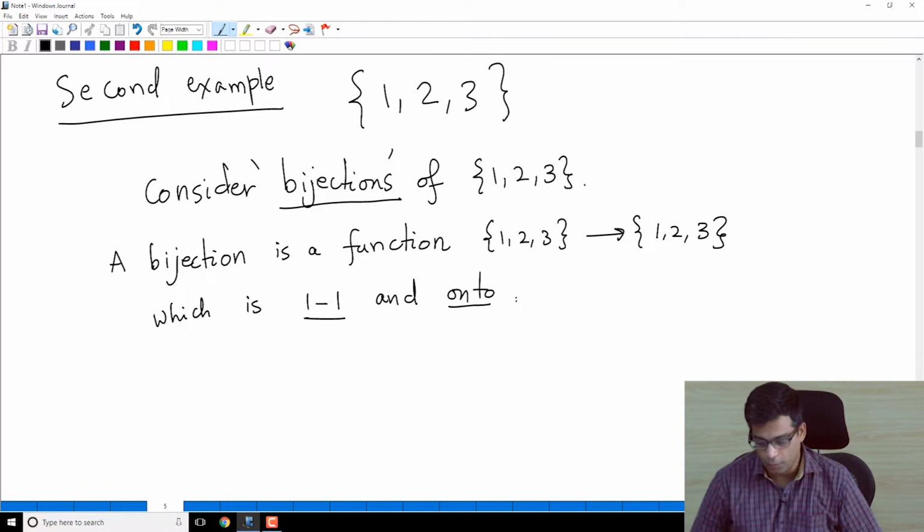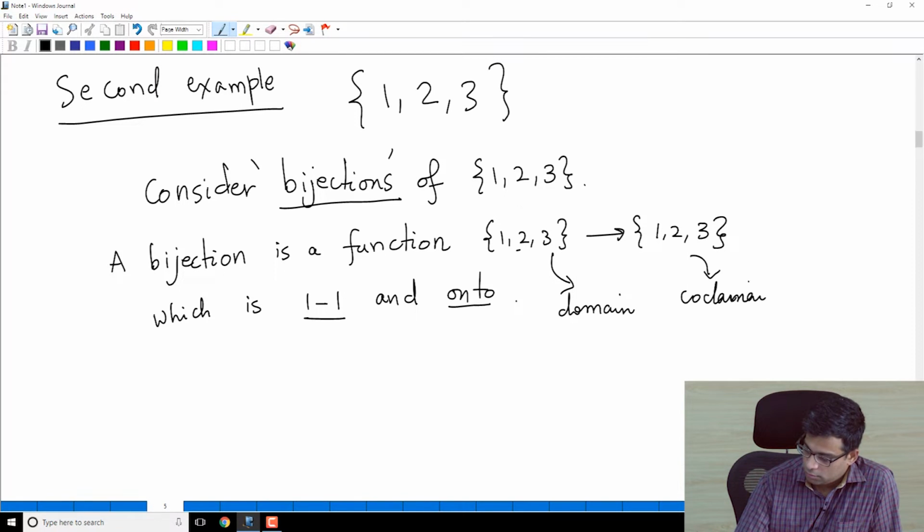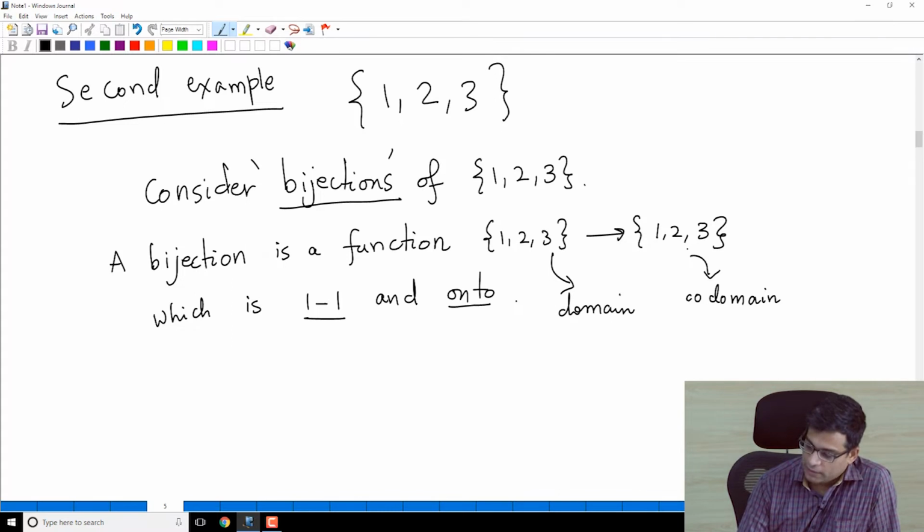Okay, 1-1 and onto are properties of functions of sets. 1-1 means two different elements of the domain go to two different elements of the codomain. Onto means every element of the codomain is equal to an image of something from the domain. So the codomain is equal to the range of this function.